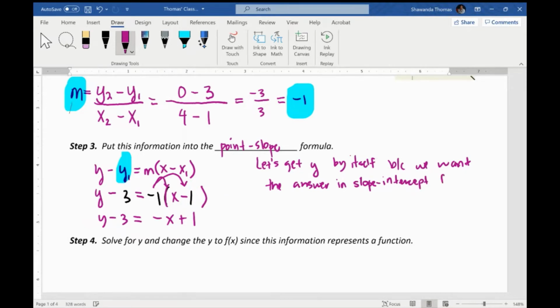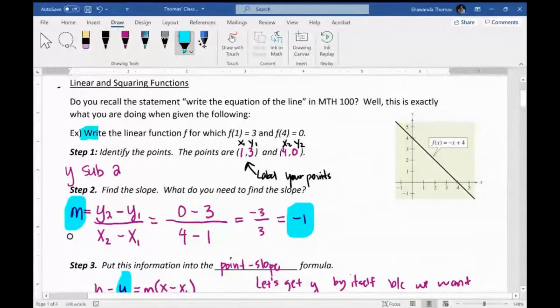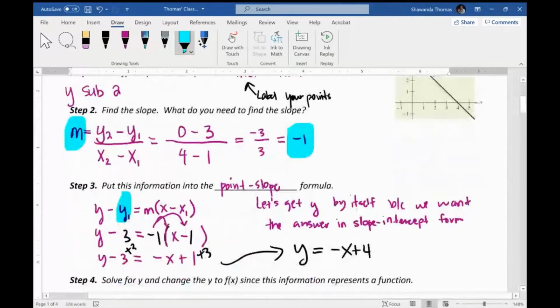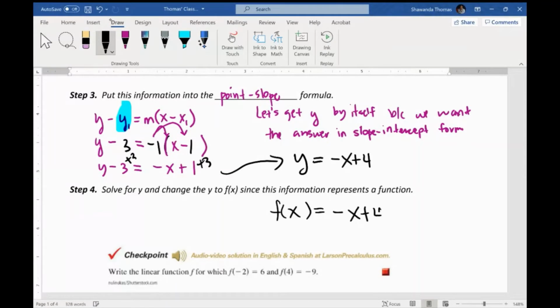Add 3 to both sides. Add 3, and then we get what? y equals negative x plus 4. Very nice. Now, since the question was write the linear function f, we need to change that y to a what? f of x. So f of x equals negative x plus 4.